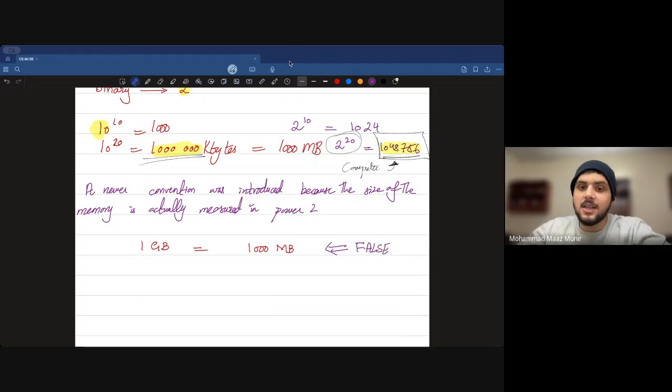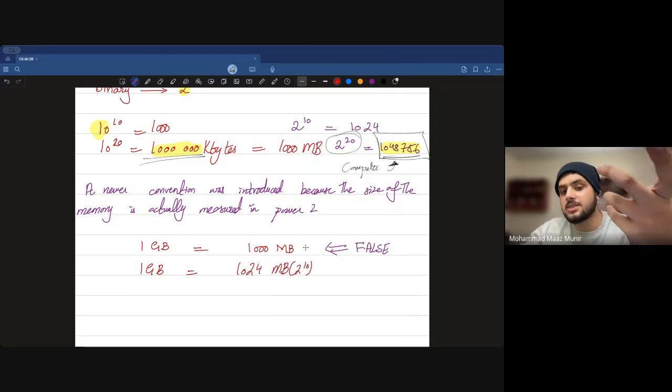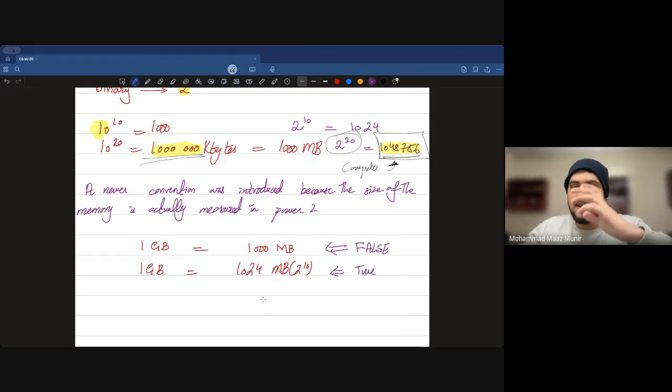And what's the real part? The real part is that if I say I have 1 GB on my computer, this basically means I have 1024 MB, because it's 2 raised to power 10, not 10 raised to power 10. That's the difference, and this is true. For that reason, you should know that when I say a computer has 1 GB, it basically has 1024 MB.